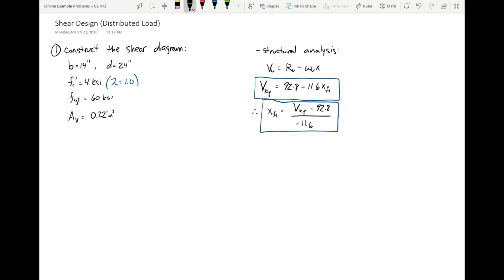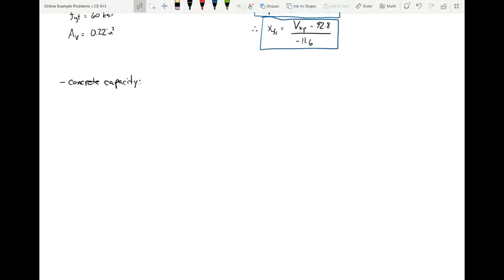Wonderful. Okay. Now, in order to plot the shear diagram, we need three quantities. We need VU star, which we could go ahead and get now, but I'm going to wait until later. But because we need to plot VU star, we also need to know the X quantity at phi VC and half of phi VC. So we might as well start computing those values now. So let's look at our concrete capacity. I'm going to scroll this up a little bit.